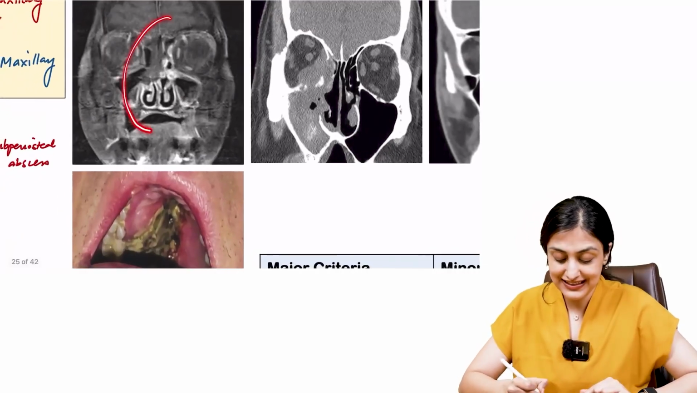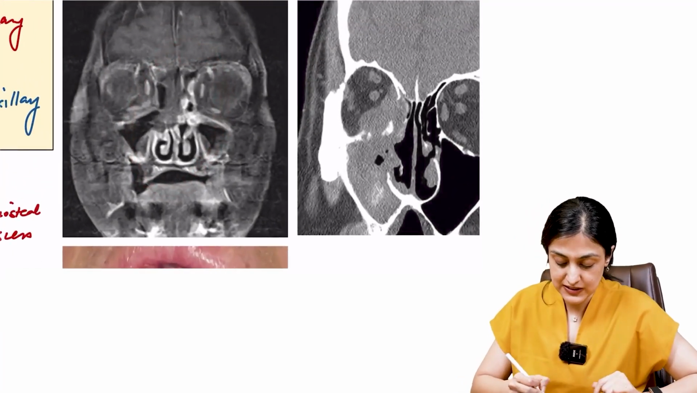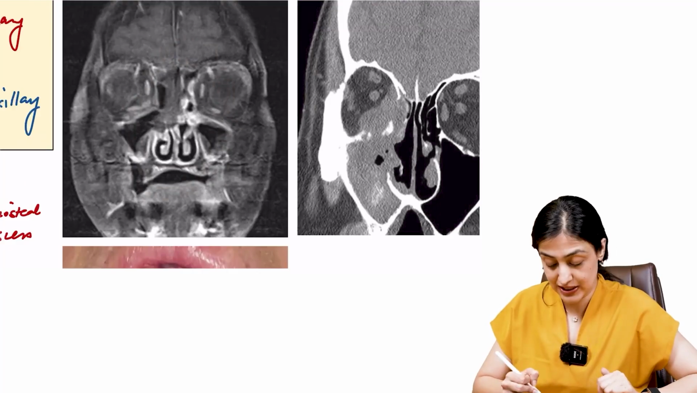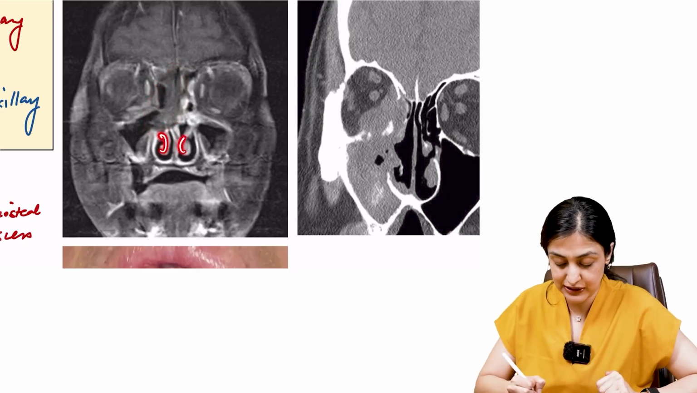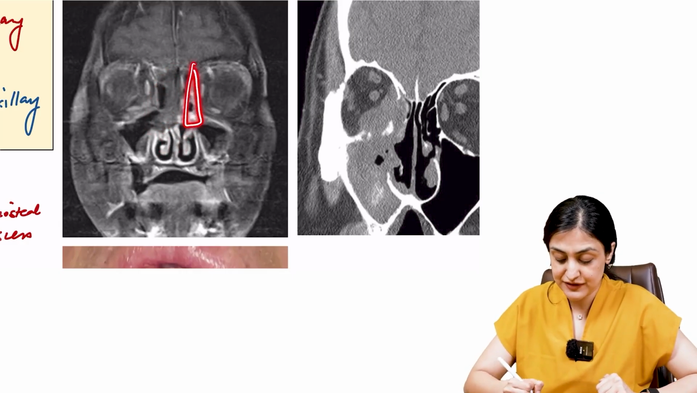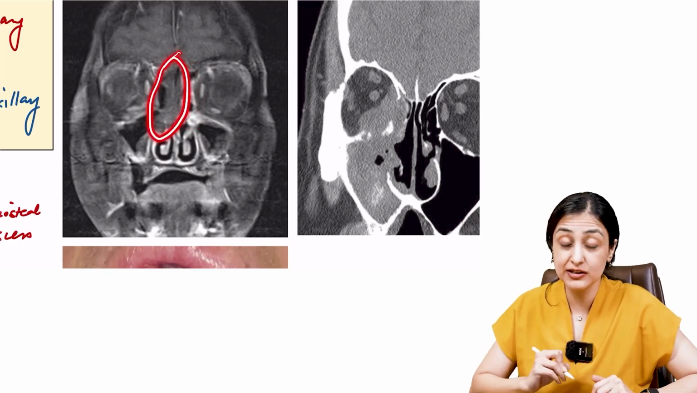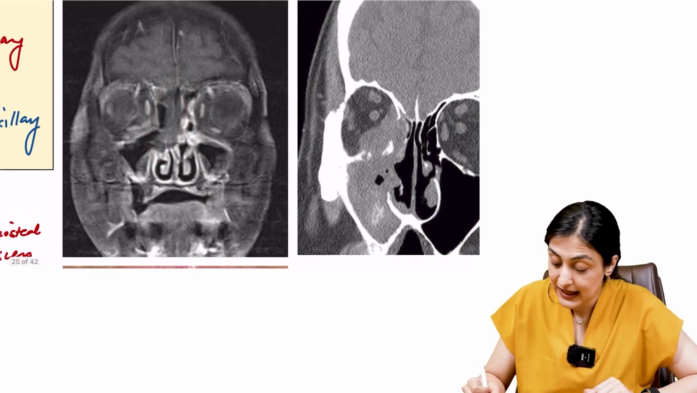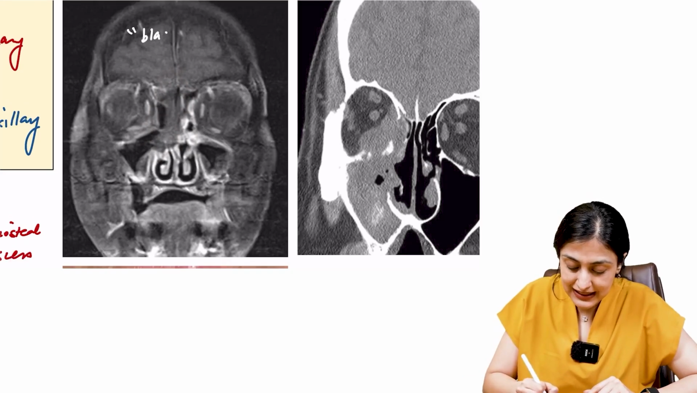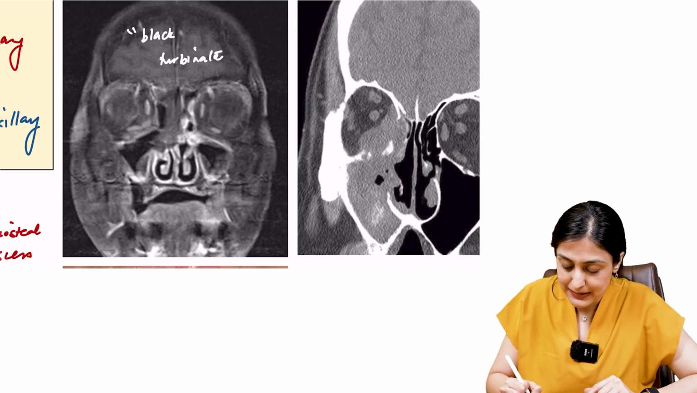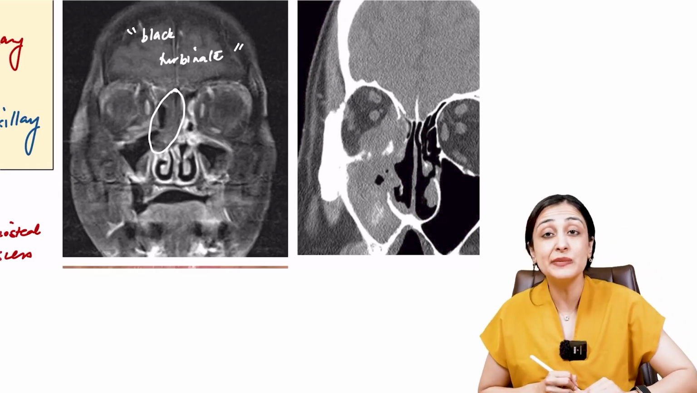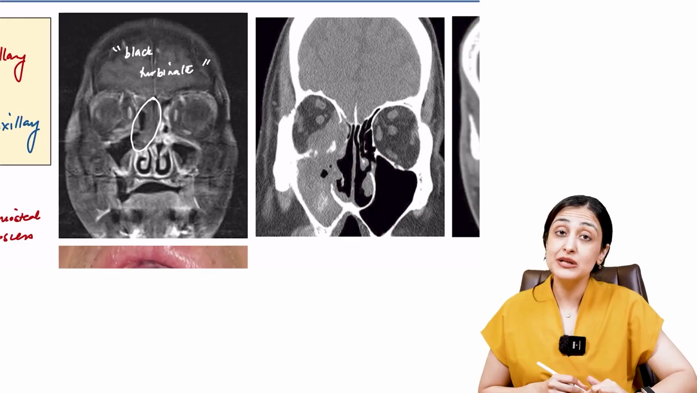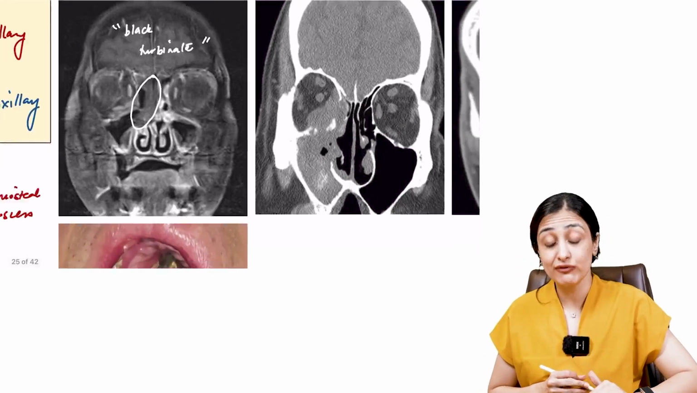So what is this? Again an MRI, and I have given contrast, and I'm seeing that this particular turbinate on the right side, you can see the inferior turbinate, is not enhancing, while on the left side everything is enhancing. They named it the black turbinate sign. So this is what was called the black turbinate sign, and what that indicates is ischemic necrosis.